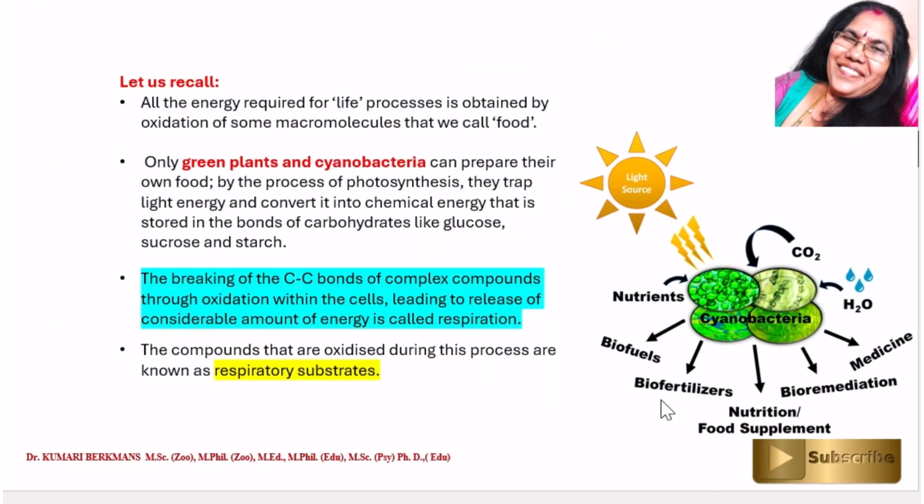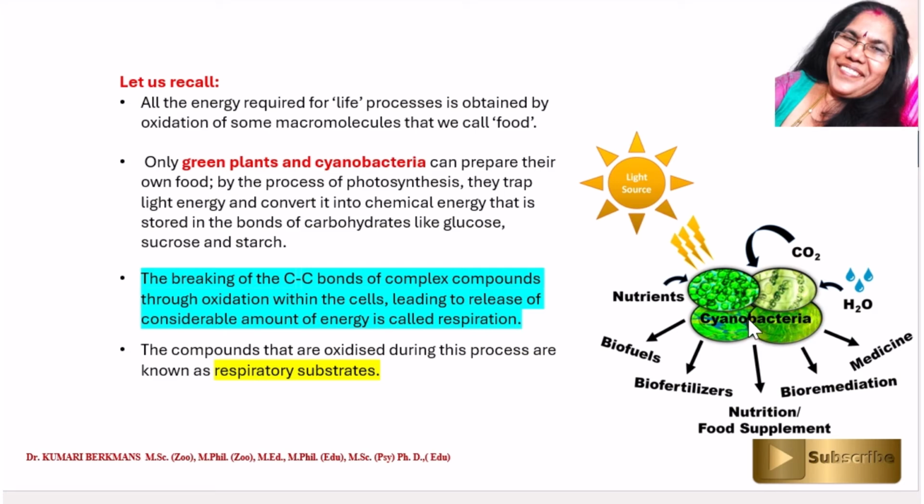Let us recall one by one. All the energy required for the life process is obtained by the oxidation of the macromolecules that we call food material. And here you can see the cyanobacteria. So only the green plants and cyanobacteria can prepare their own food, by the process of photosynthesis. You all learnt it in the lower classes from 6th, isn't it? They trap the light energy and convert it into chemical energy that is stored in the bonds of carbohydrates like glucose, sucrose as well as starch.